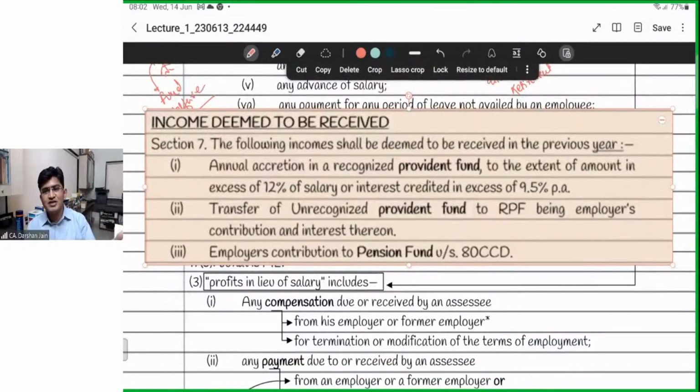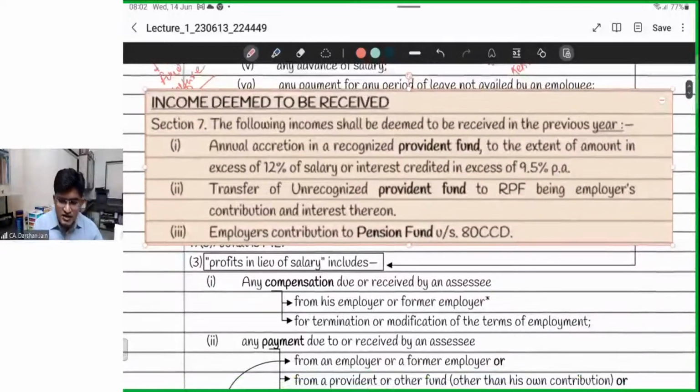Interest otherwise would always find a way in income from other sources. But then here, interest is taxable as salary. On the employer's part of the contribution, whatever interest you earn over and above 9.5% would be taxable as salary. We'll take an example on this and then you'll understand this better.